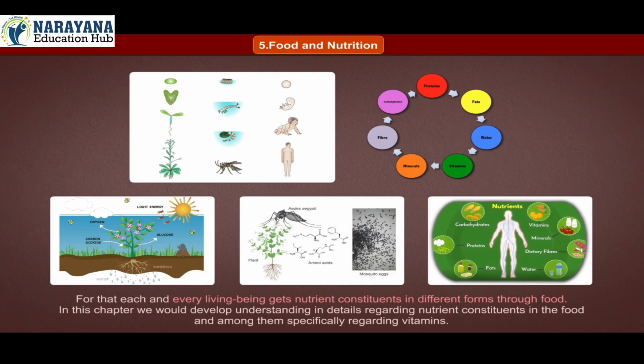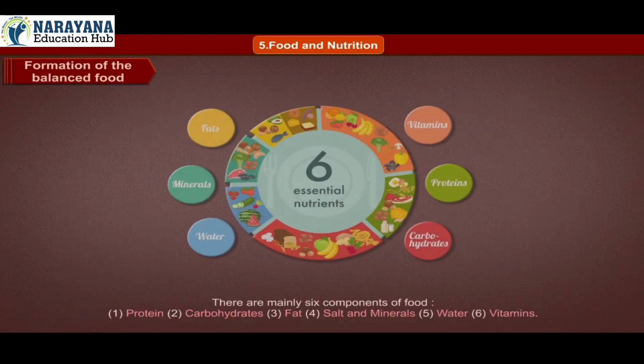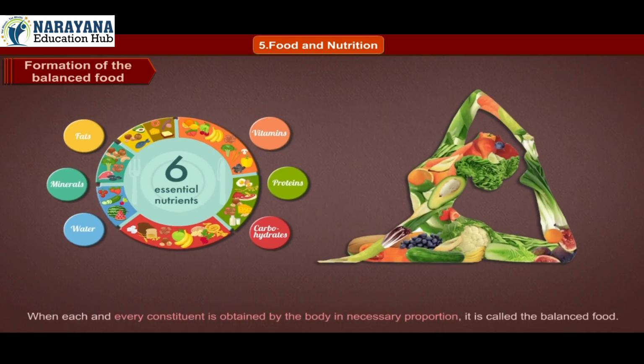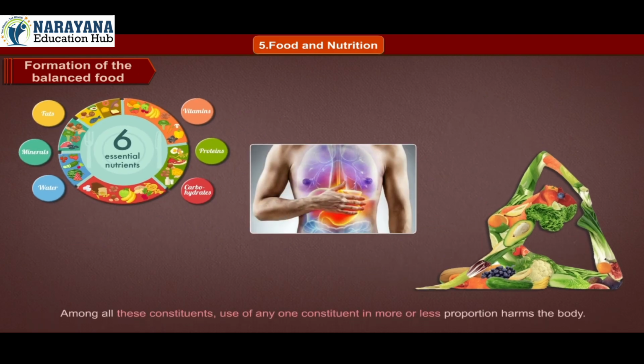In this chapter, we would develop understanding in detail regarding nutrient constituents in the food, and among them specifically regarding vitamins. Formation of the balanced food. There are mainly 6 components of food. 1. Protein. 2. Carbohydrates. 3. Fat. 4. Salt and minerals. 5. Water. 6. Vitamins. When each and every constituent is obtained by the body in necessary proportion, it is called the balanced food. Among all these constituents, use of any one constituent in more or less proportion harms the body.